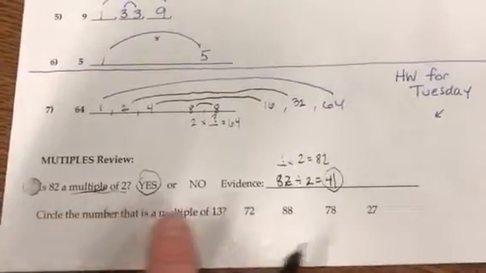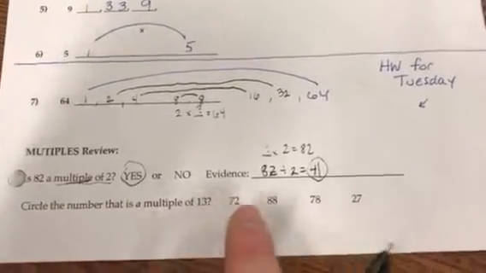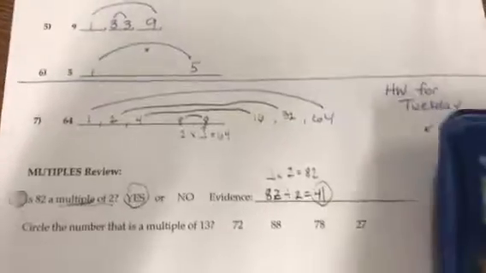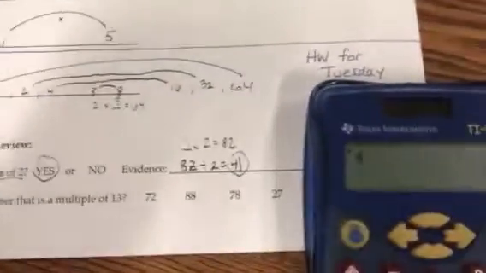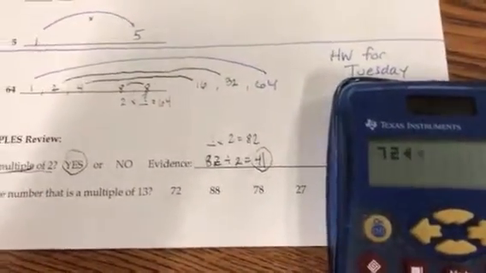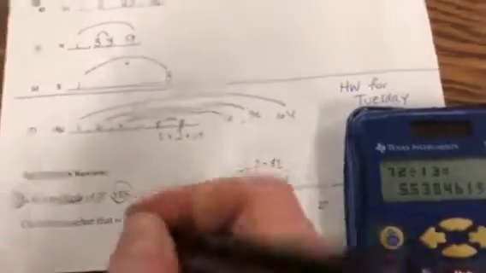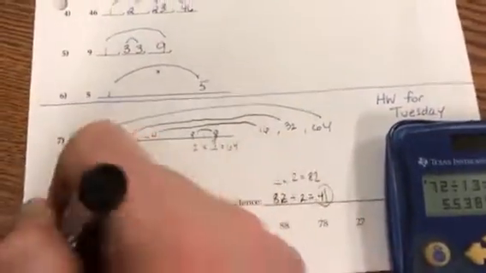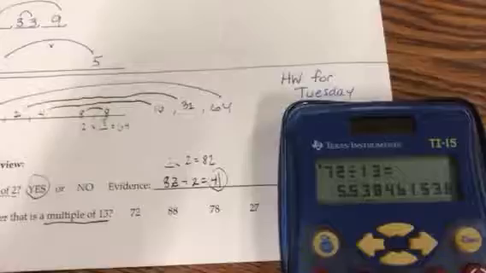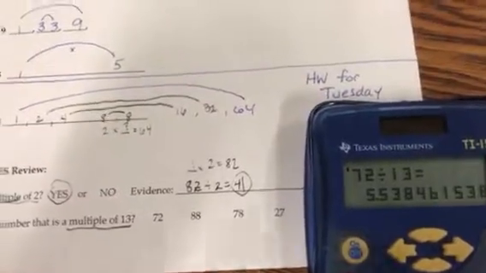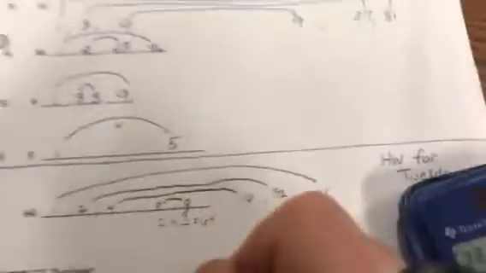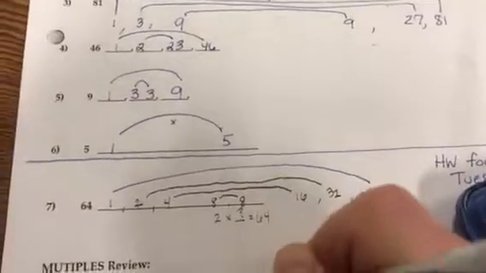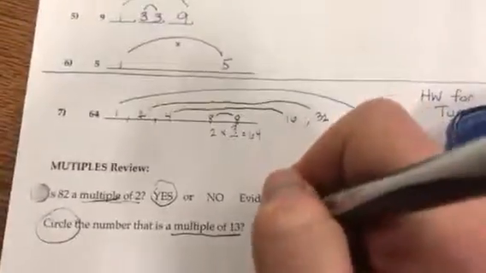All right, circle the number that is a multiple of 13. So we're testing all of these. Just like on the test, you should write your answers above. So we're doing 72 divided by 13. Underlining important info, of course. That's a decimal, 5.53. So that's a bad one, so we're going to cross it out.